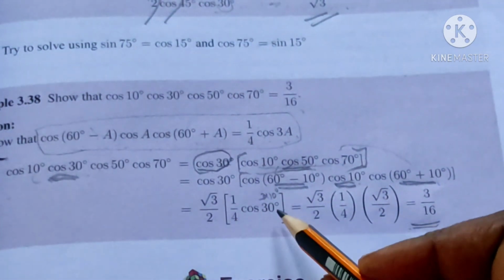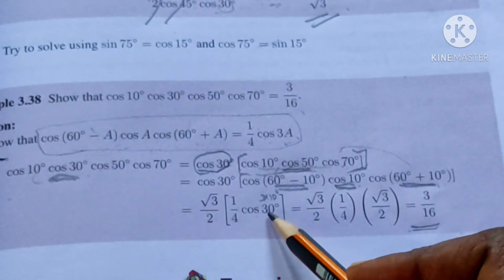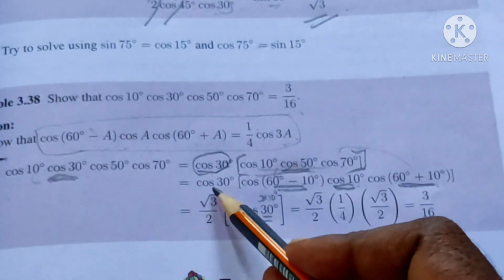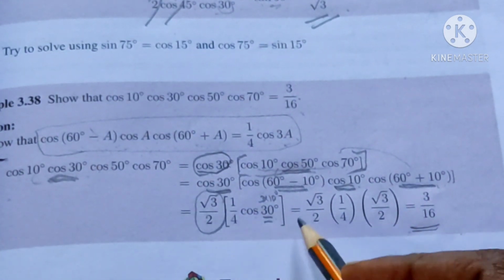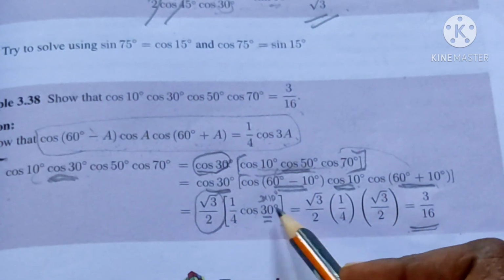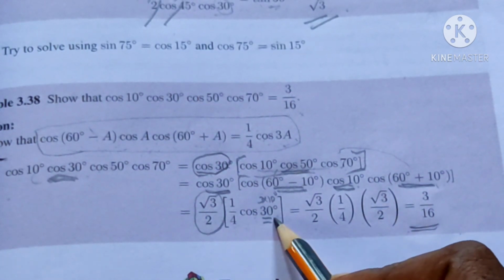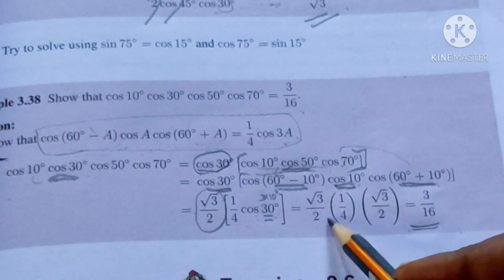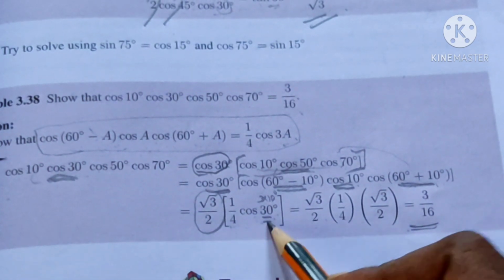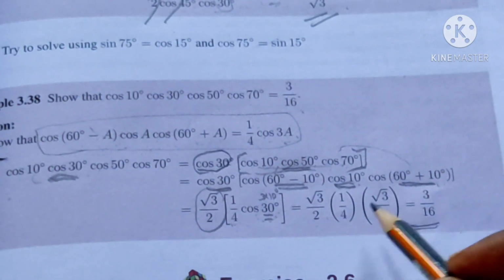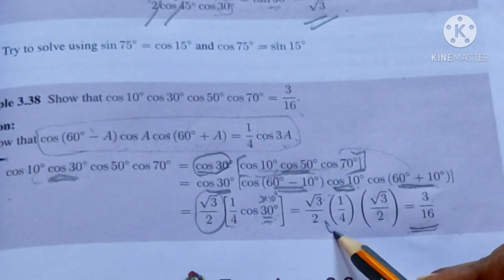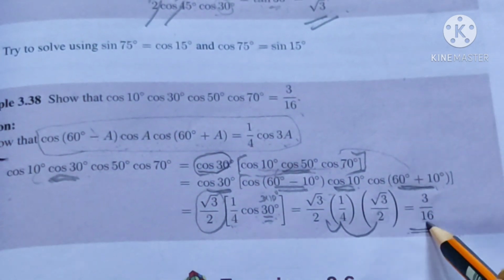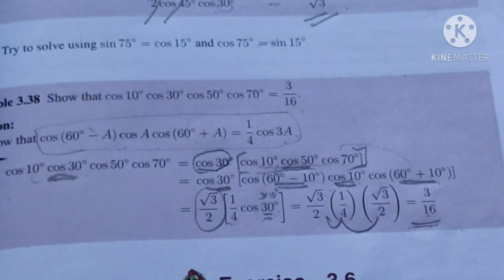So cos 3a is cos 3 into 10 degree, we get 30 degree. This cos 30 degree value is root 3 by 2. Then 1 by 4 cos 3a is 1 by 4 into cos 30 degree. So root 3 by 2 into 1 by 4 into cos 30 degree, root 3 by 2. So root 3 into root 3, 3. The denominator: 4 2s are 8, 8 2s are 16. This is the answer, 3 by 16.